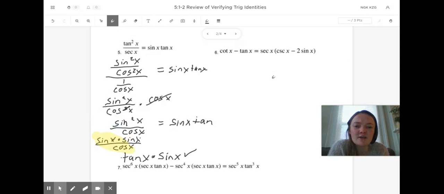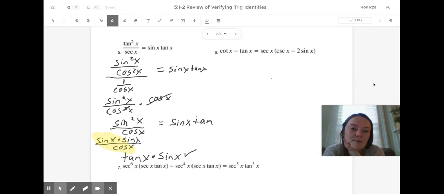Okay, let's try the next one. Cotangent x minus tangent x is equal to secant x times cosecant x minus 2 sine x. I know a lot of us had issues on this one. It took us a really long time. The reason is I didn't teach you one of the identities because you technically don't need it. You could use power reducing or double angle on this one, but we're not going to use that. We're just going to figure it out on our own.